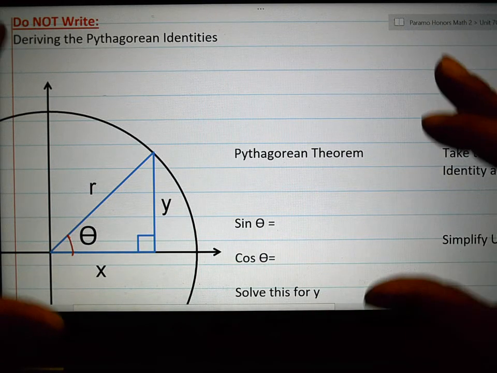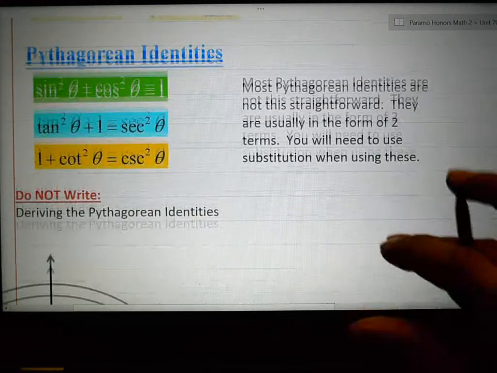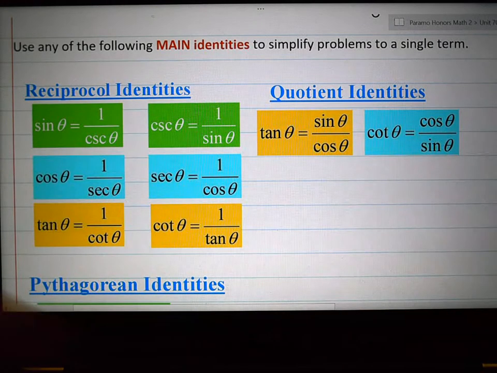Give me a little bit of time. It's going to take me about 5 to 10 minutes for that. But let's talk about what we're going to be doing. We're going to be simplifying problems.